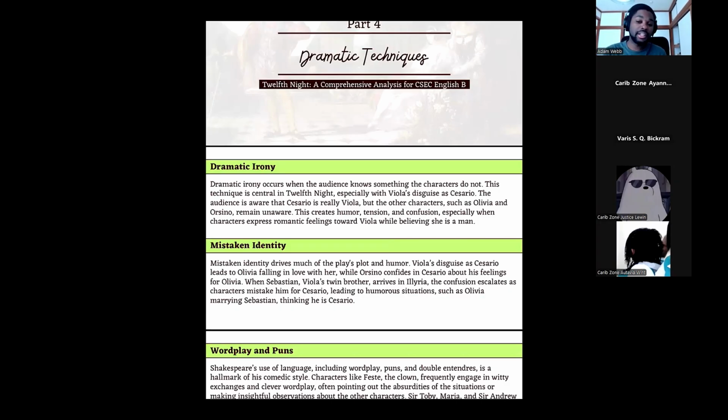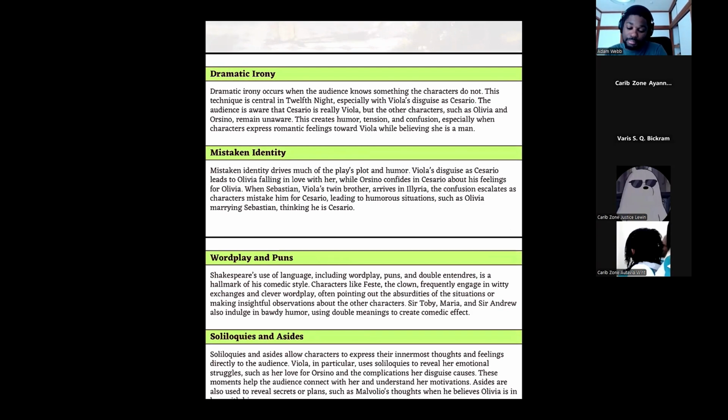All right, the next one, mistaken identity. This drives much of the plot and humor. Viola's disguise as Cesario leads to Olivia falling in love with her, as we just mentioned, while Orsino confides in Cesario about his feelings for Olivia. Mistaken identity, thinking that somebody is somebody else. When Sebastian, Viola's twin brother, arrives in Illyria, the confusion escalates as characters mistake him for Cesario, leading to humorous situations, such as Olivia marrying Sebastian thinking he's Cesario.